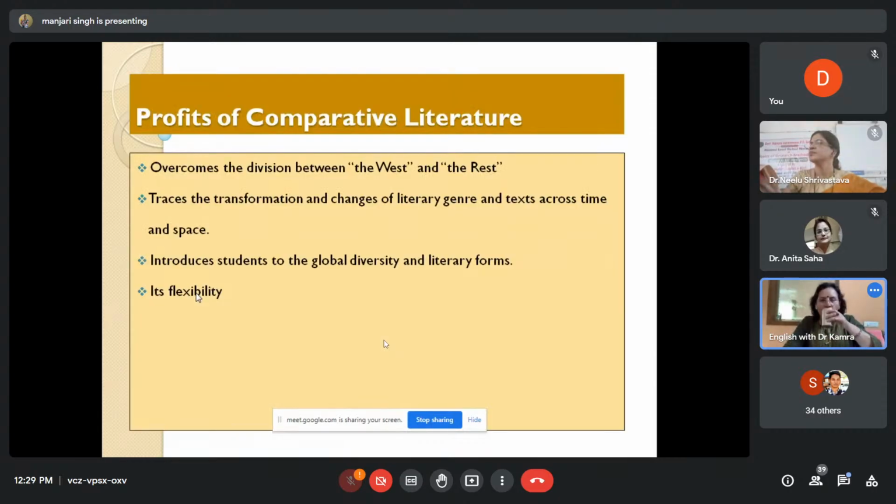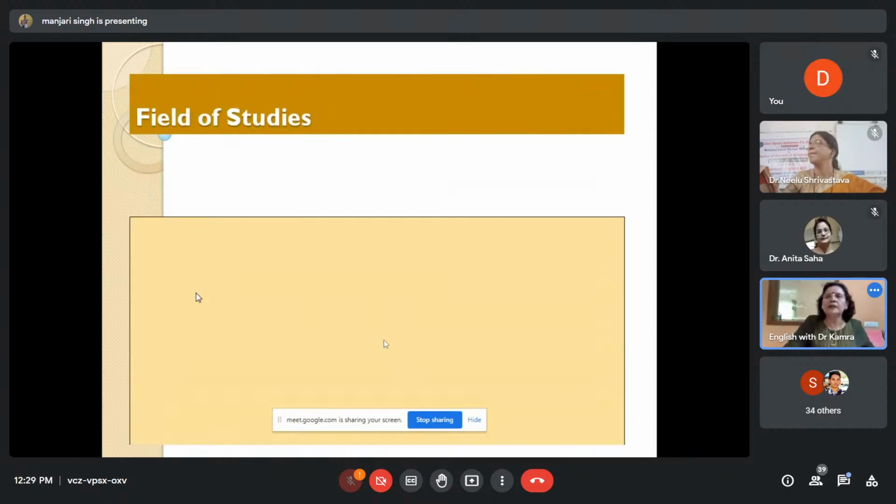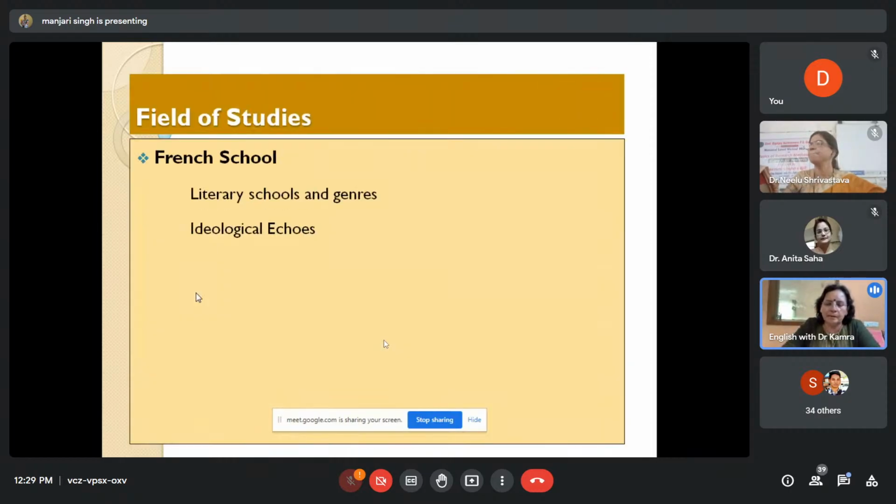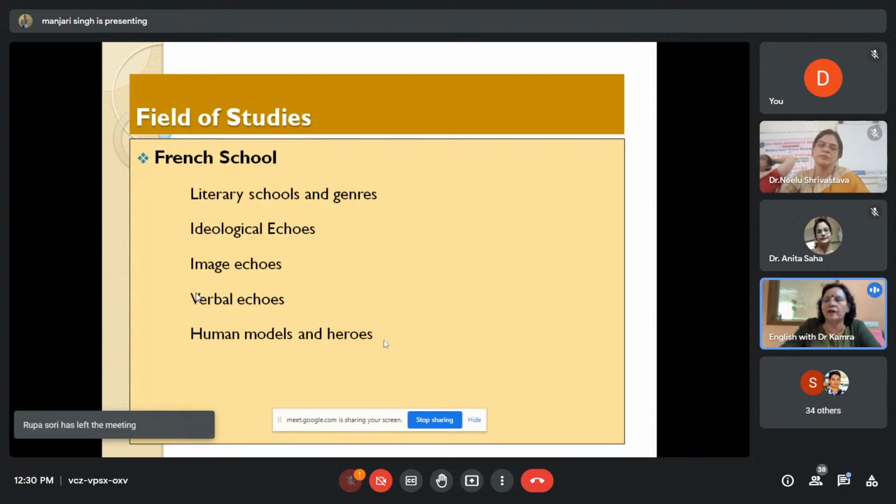What are the fields of studies? You can study literary schools, you can study ideological echoes, for example, in what way the Indian Ramayana is different from the Sri Lankan. Then image echoes, for example, in what sense our Duryodhan is different from Achilles, or verbal echoes, for example, the incantations, the mantras. In what sense are they different when they're recited by those living in the South compared to those living in the northern part of India.